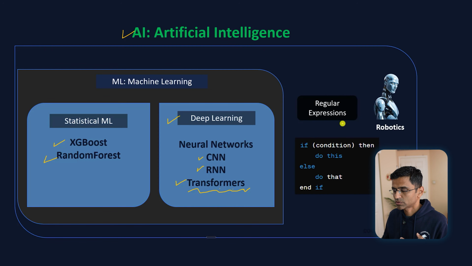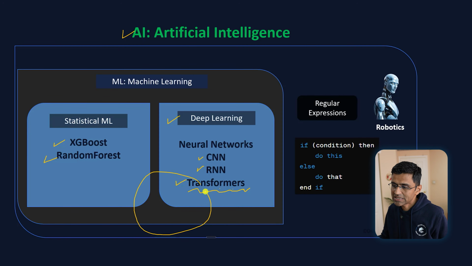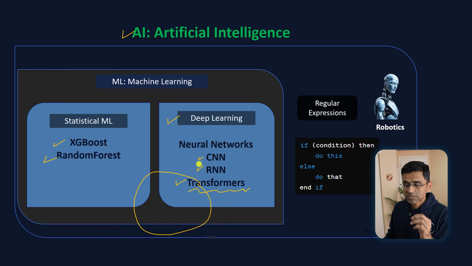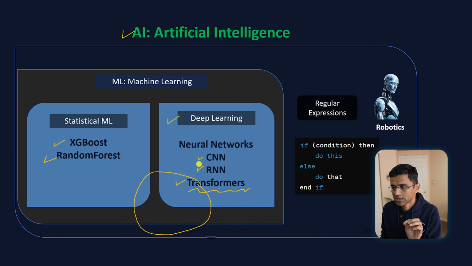In robotics also, in control systems, etc., many times you don't use machine learning. Of course, you use machine learning for certain parts of robotics, but for certain other parts you don't use it. So this is the holistic picture, and generative AI is one type of application which is based on this transformer architecture, okay? So Gen AI is an application which is based on this transformer architecture.